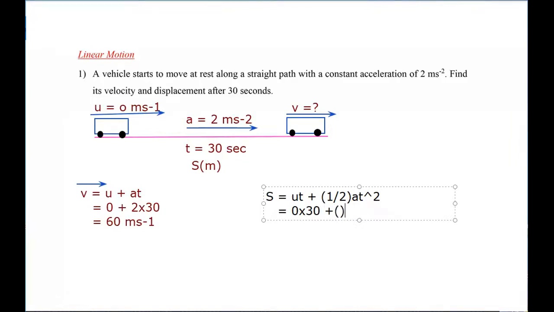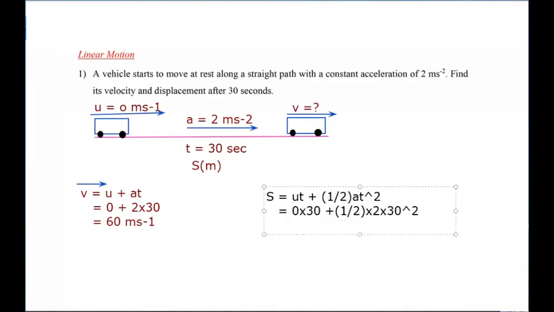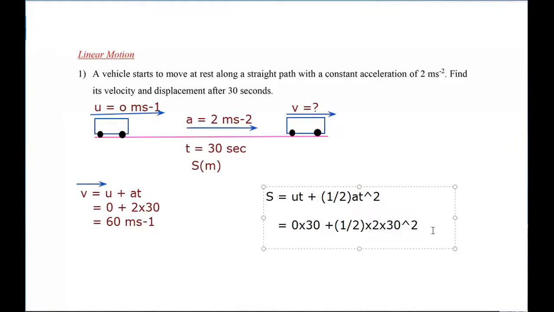Plus half AT square. A is 2, T is 30. We should get the square of 30. Somebody unmute the mic and tell me what is 30 times 0? 0 times 30. 0. Everything is 0 according to physics. You talk to your maths teacher, he will give you a different meaning.